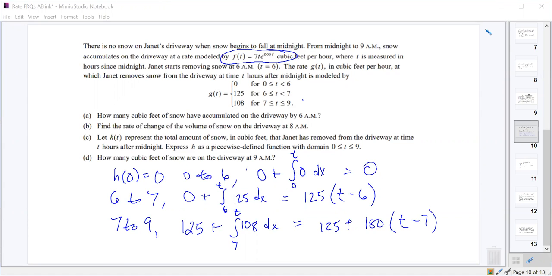But then below, when they actually wrote out the function, they said h of t is equal to 0 and then equal to 125 times t minus 6, and then 125 plus 108 times t minus 7 for the different intervals. And they specified what those different intervals were, but they didn't have any integrals in their final answer. Okay, thank you. And then each piece of that, 0, 125 t minus 6, and 125 plus 108 times t minus 7, each of those pieces is worth 1 point.